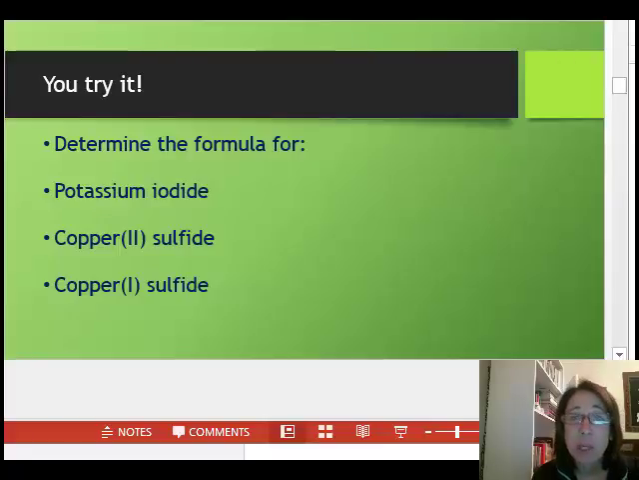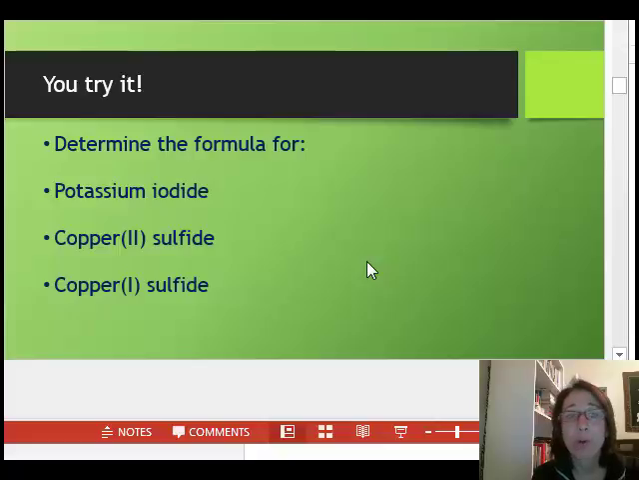Now you try it. Pause the video and determine the formula for the following ionic compounds: potassium iodide, copper(II) sulfide or copper 2 sulfide, copper(I) sulfide or copper 1 sulfide.